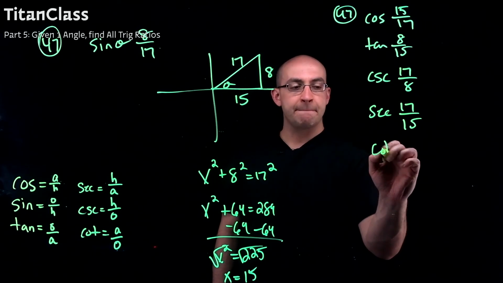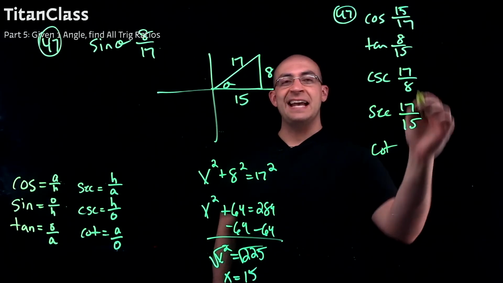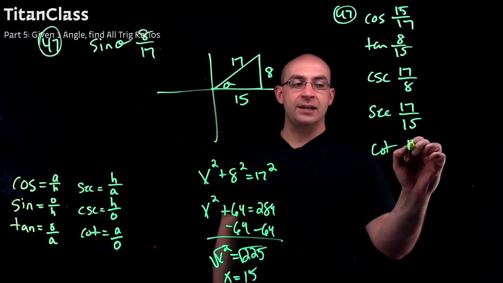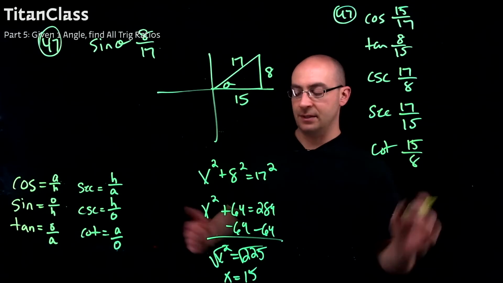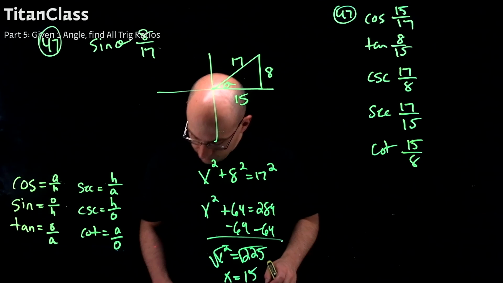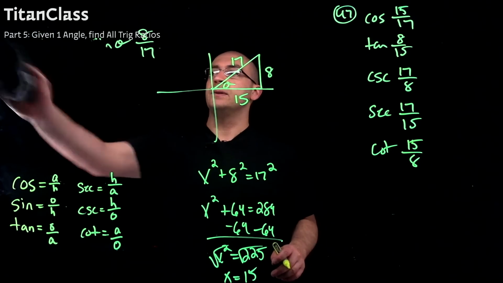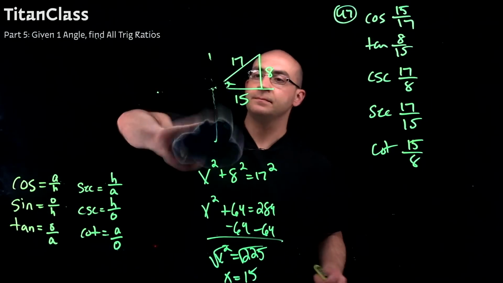If tan is 8 over 15, cotangent is 15 over 8. Done deal. Okay, let's do one more. We'll add a little spice to this one now.